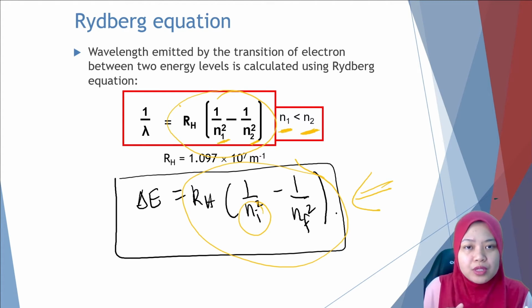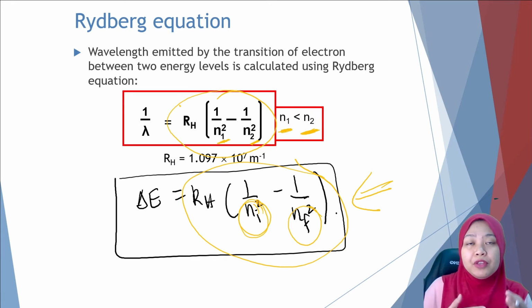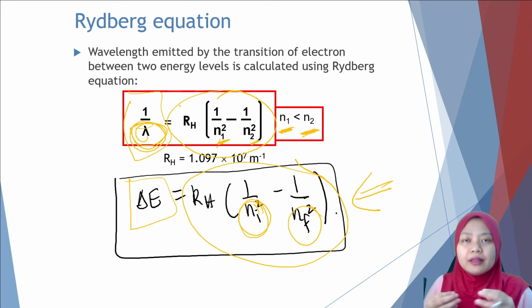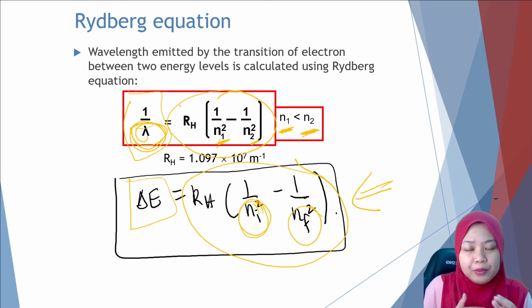For delta E, to substitute the n initial and n final, it depends on the movement of the electron from which energy level to another energy level. But if you are using the Rydberg equation, it doesn't matter which direction, the important thing is n1 must be smaller than n2. So you substitute into the formula. Here in front, we replace delta E with 1 over lambda. We want the wavelength, this is what we want. Other than that, the difference between these two formulas is the value of the Rydberg constant.